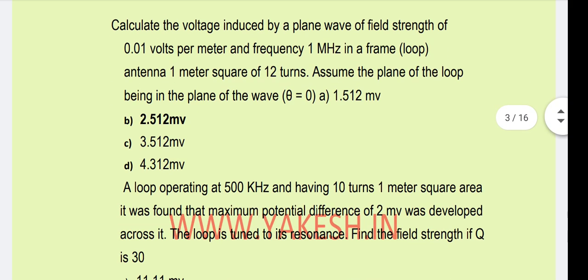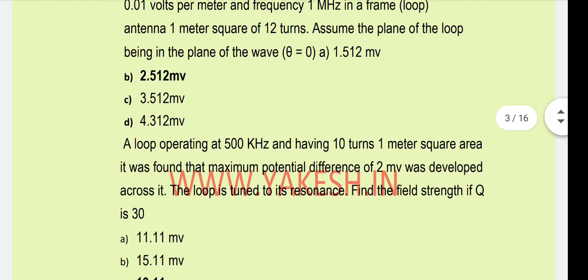Next question. Calculate the voltage induced by a plane wave of field strength 0.01 volts per meter and frequency 1 MHz in a frame loop antenna 1 meter square of 12 turns. Assume the plane of the loop being in the plane of the wave, theta equal to 0. Option B is the correct answer, 2.512 mV.